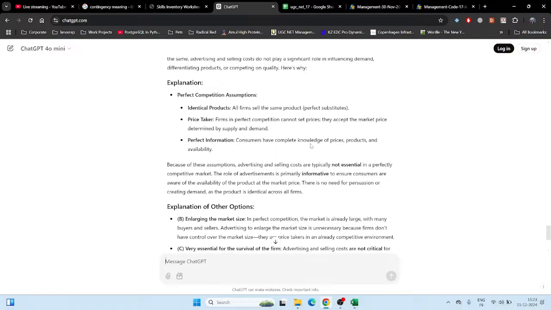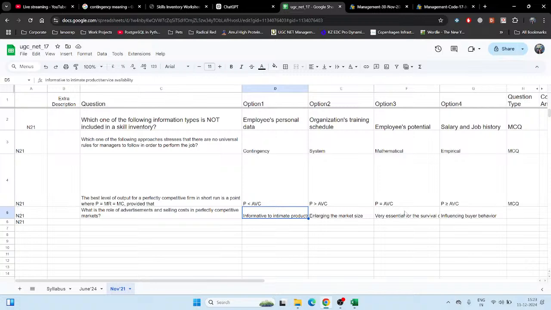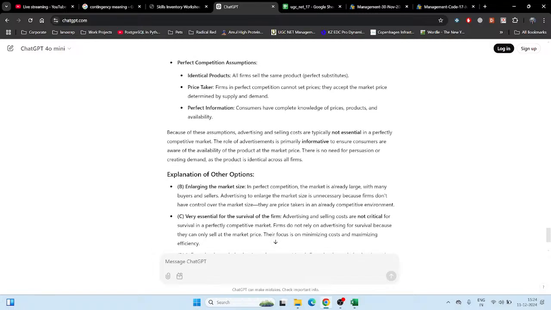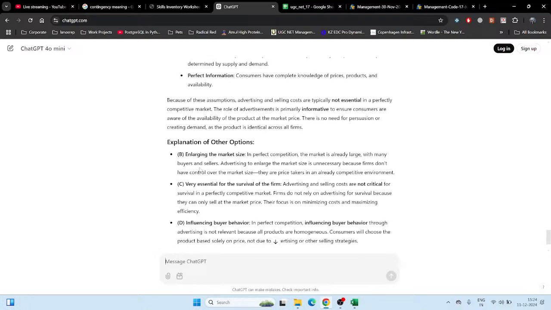Consumers have complete knowledge of price and product, and perfect competition assumes there is perfect information, so there is no need for advertising. Because of this assumption, advertising and selling costs are typically not essential in a perfectly competitive market. The role of advertisement is primarily informative, to ensure consumers are aware of the availability of the product at the market price. There is no need for persuasion or creating demand, as the product is identical across all firms.